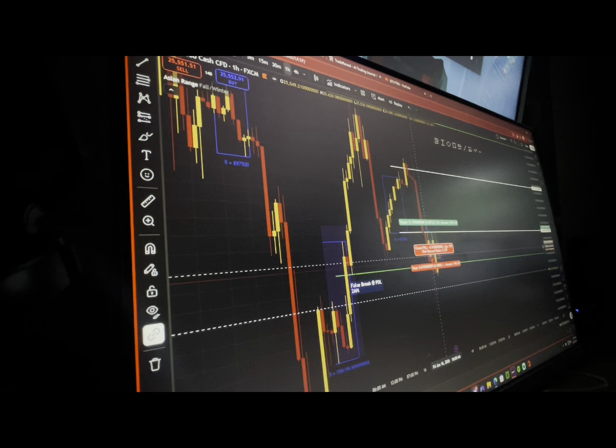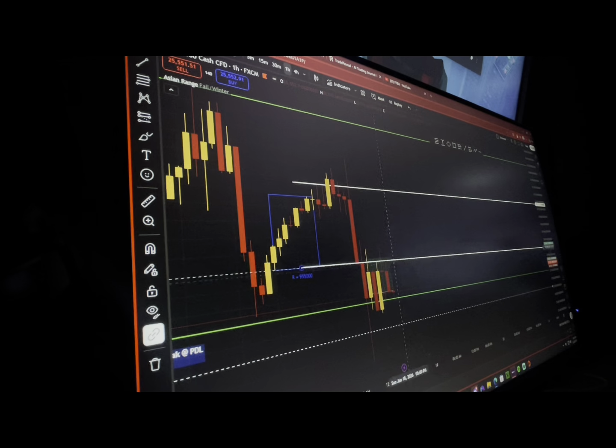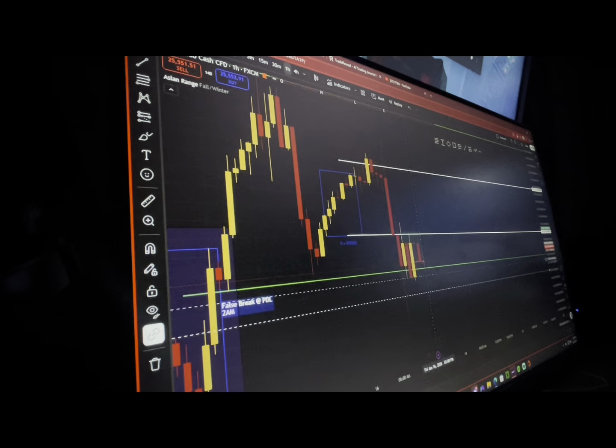Once price closed above it, I ended up taking a paper position right here. It was way bigger than this. I had it marked up all the way up here to take. But considering the time and price, I should have known price wasn't gonna move too much after. Price ended up pushing all the way up to 25,616, 25,619.